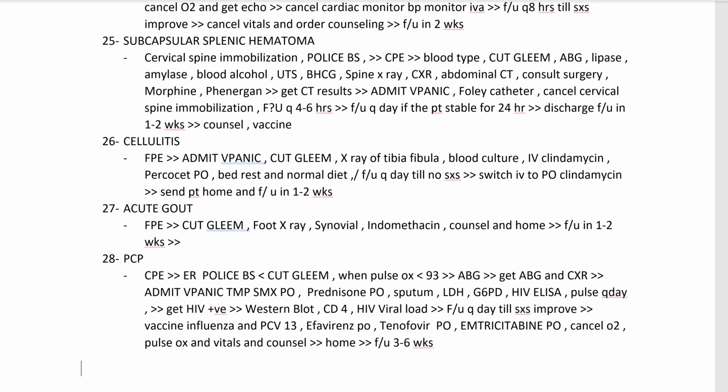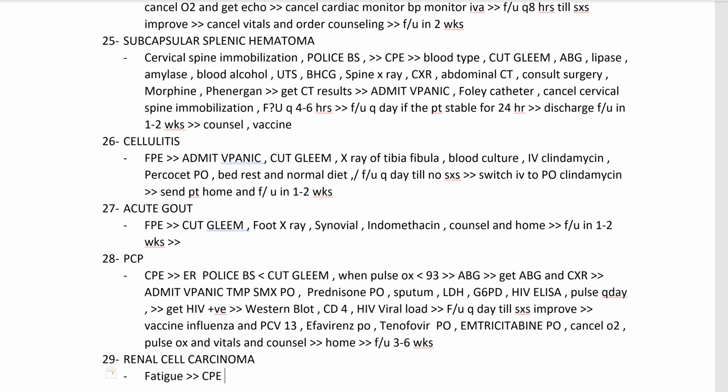Okay, now let's go to the next one, which is a renal cell carcinoma. So this is a very interesting case. The patient will present with fatigue. That's it. Okay, you want to do fatigue. So in the office, you want to do complete physical exam.